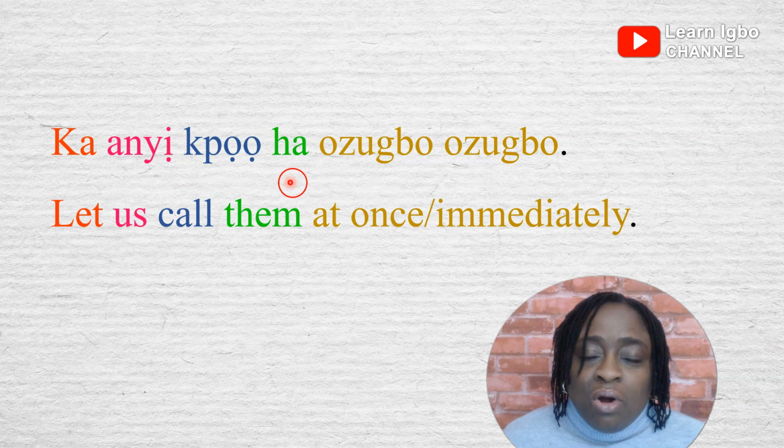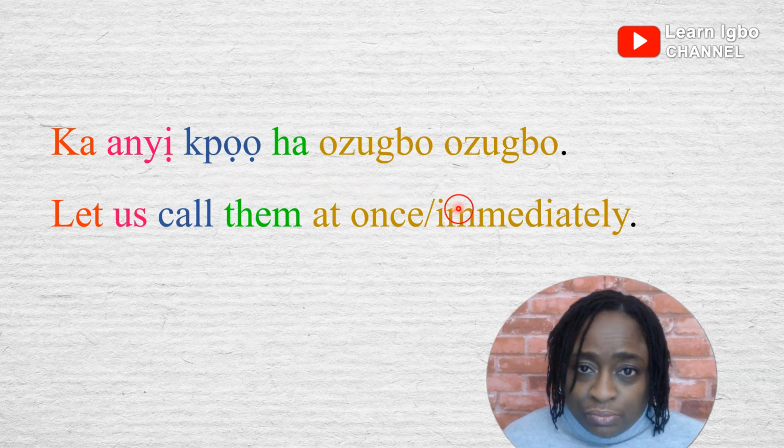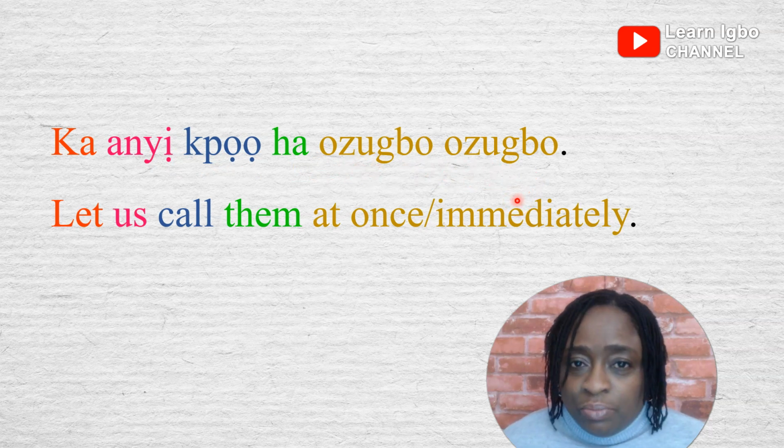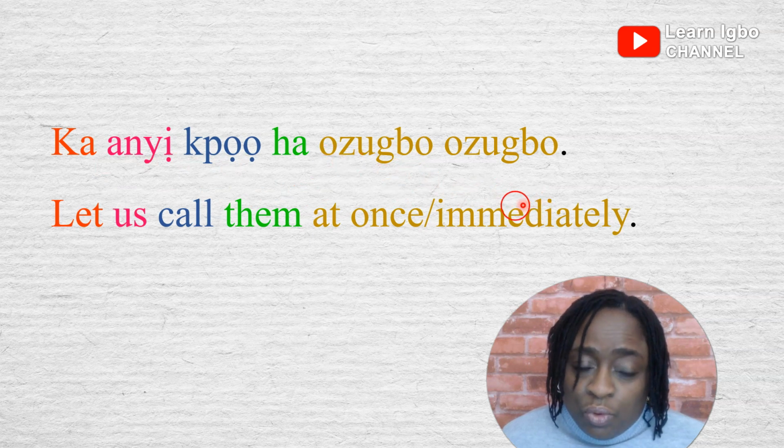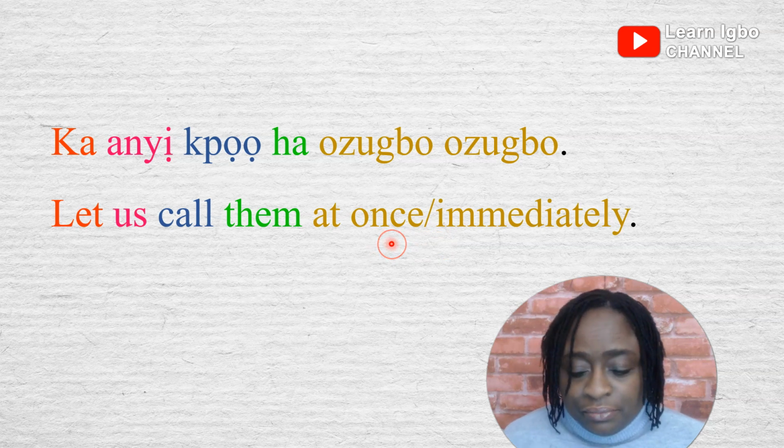Ka anyị kpọọ ha ozugbo ozugbo. Sometimes when a word is doubled in Igbo language, it's just to emphasize the urgency or the intensity of what is being said. So ka anyị kpọọ ha ozugbo ozugbo is like, let's call them immediately or at once. Let us call them at once, or let us call them immediately.